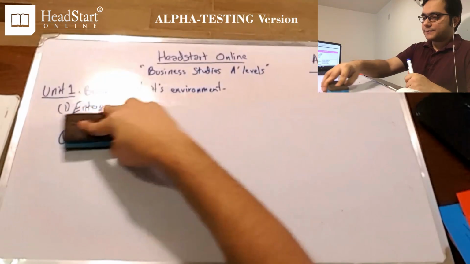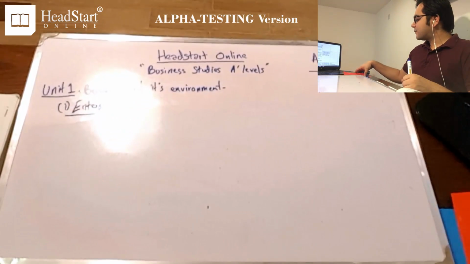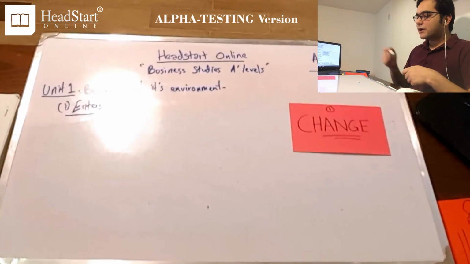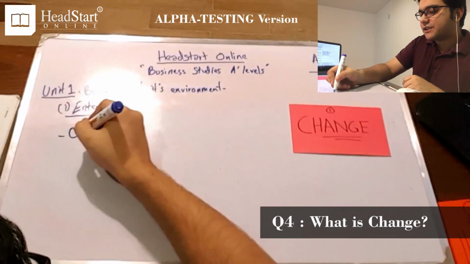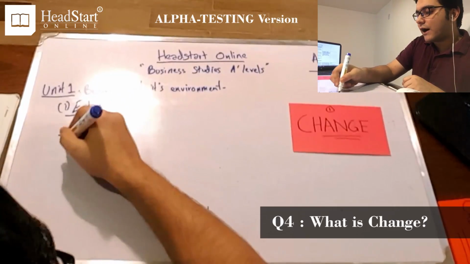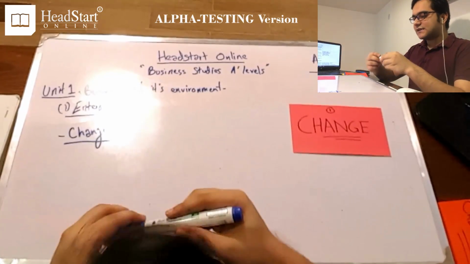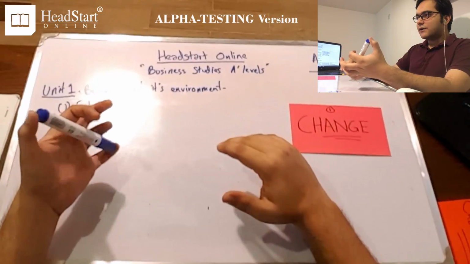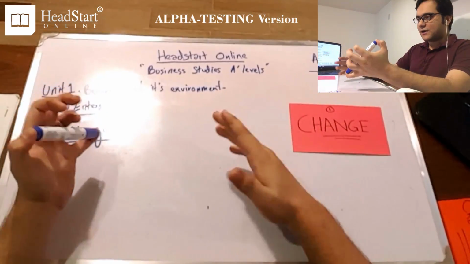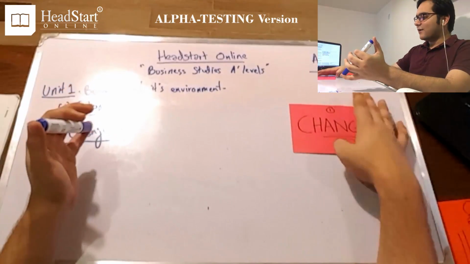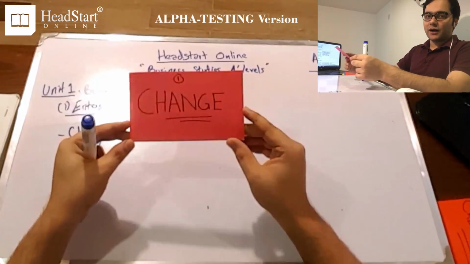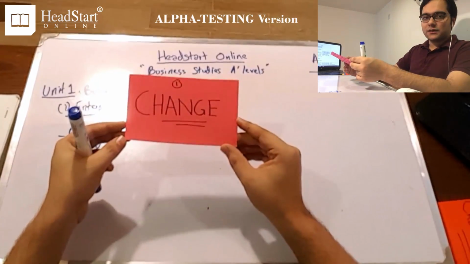Moving on to the next point. As I mentioned in the previous video as well, the next thing we're going to talk about is change. Now, ironically, in a business environment, in any business organization, there are no constants. Obviously, nothing can remain the same forever. But basically, the only constant, the only thing we can depend on in a business, is that it will change.